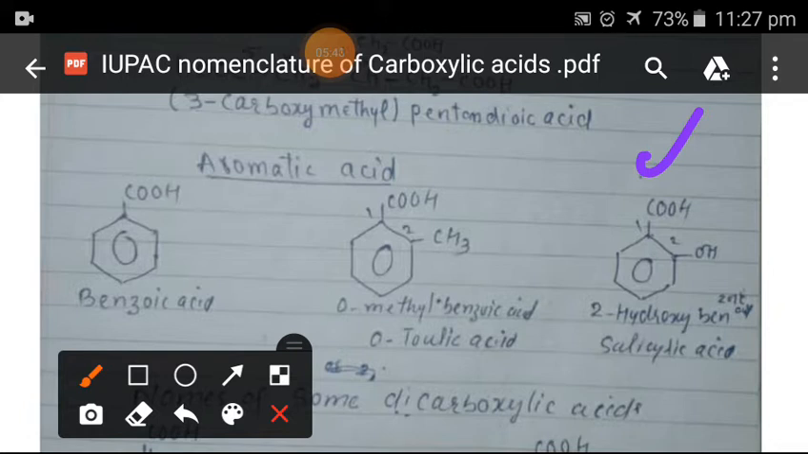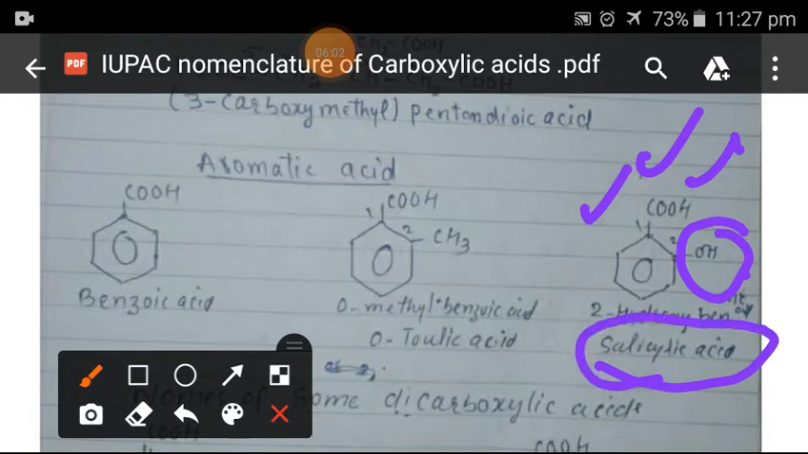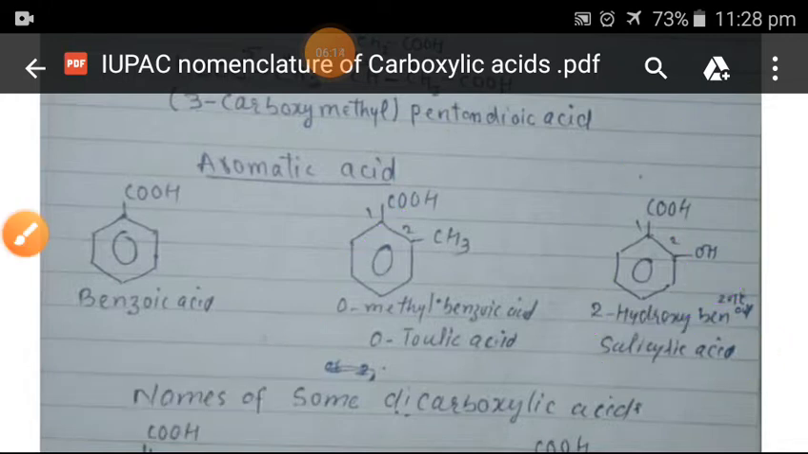Similarly, here is another molecule. It is 2-hydroxybenzoic acid, because the hydroxy group is present at the second position. It may also be called ortho-hydroxybenzoic acid, or it is named salicylic acid, formed during the Reimer-Tiemann reaction when phenol is treated with carbon tetrachloride. Clear? So this is all about this.